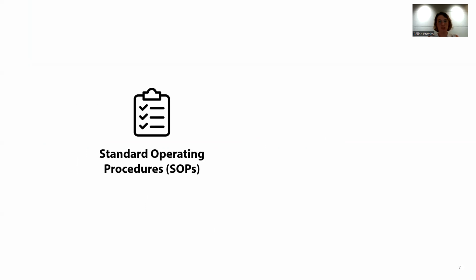To formalize this in a document, you should write a standard operating procedure, or SOP, which is a list of activities that you need to do in order to complete a task. And in quality control, this translates into writing a detailed checklist of all the steps you have to do to vet the quality of your data.